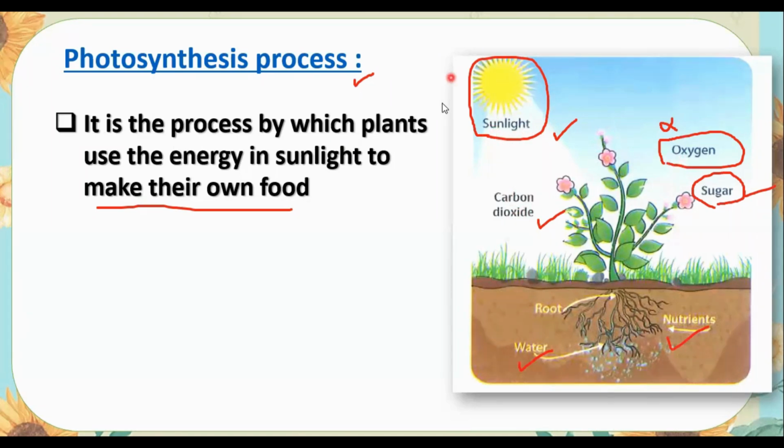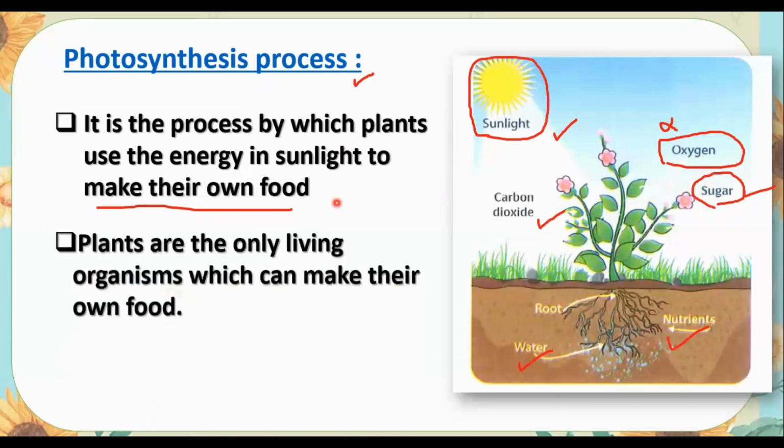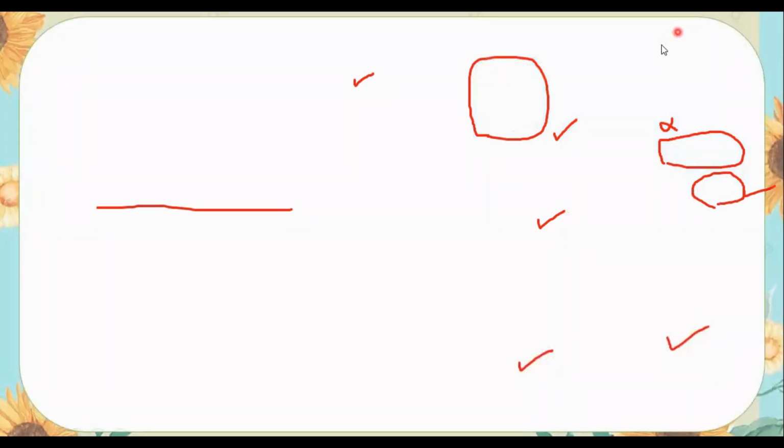For that part, sunlight is a beautiful part that we know the plant needs, along with carbon dioxide, and also the water and nutrients, but the oxygen and sugar are the products, or the result, of the photosynthesis process. Here we will talk about how plants are the only living organisms that can make their own food, the only ones. So they are called producers, and we will take this in the next concept. Let's start with the next part.